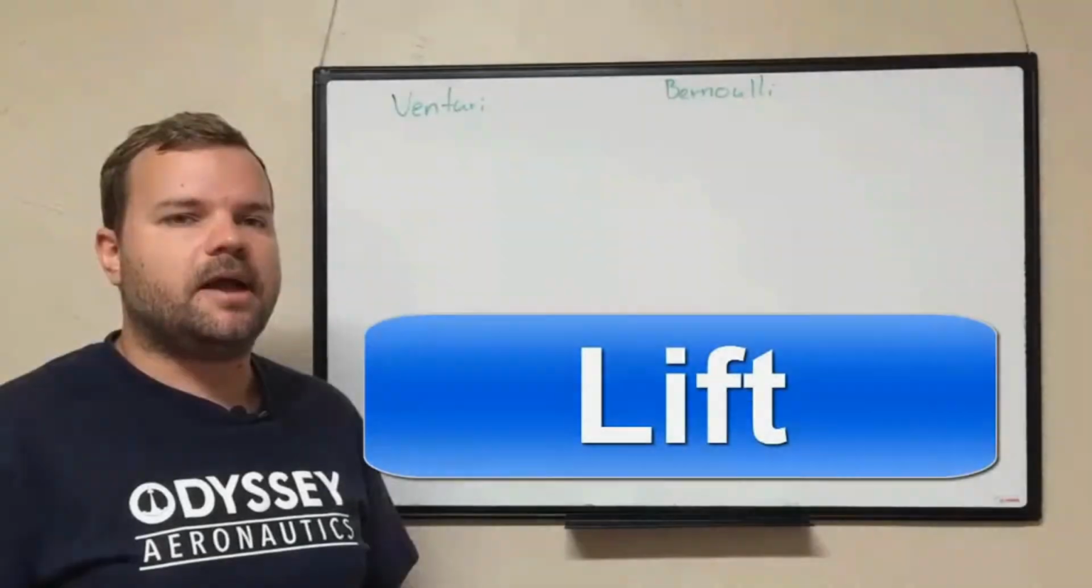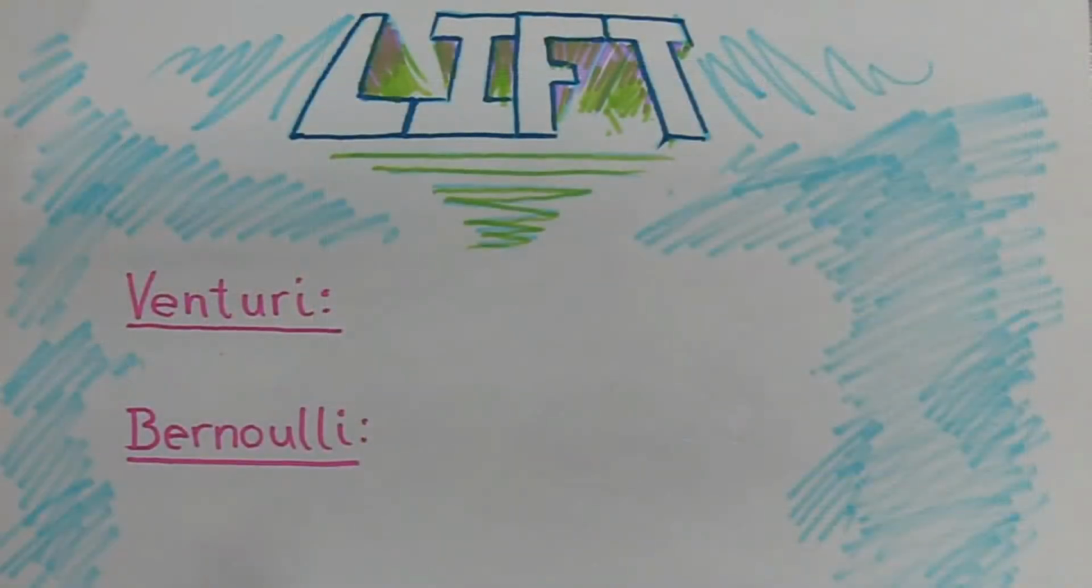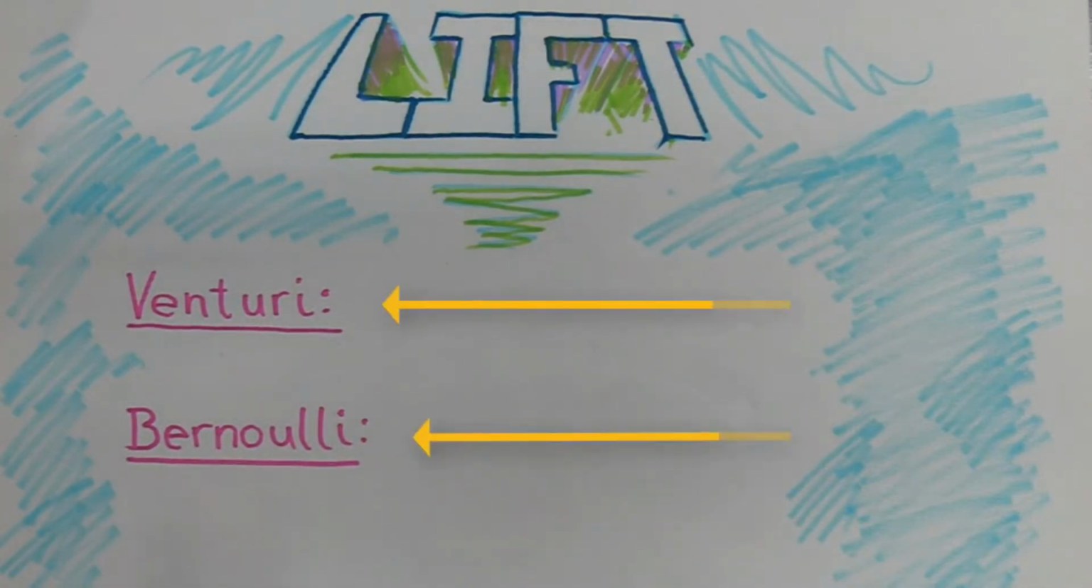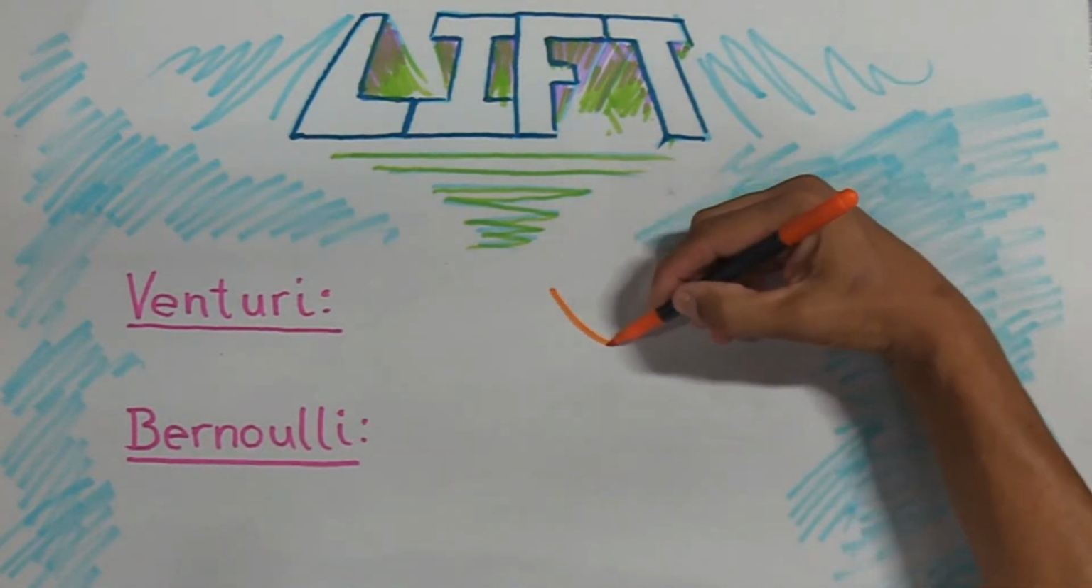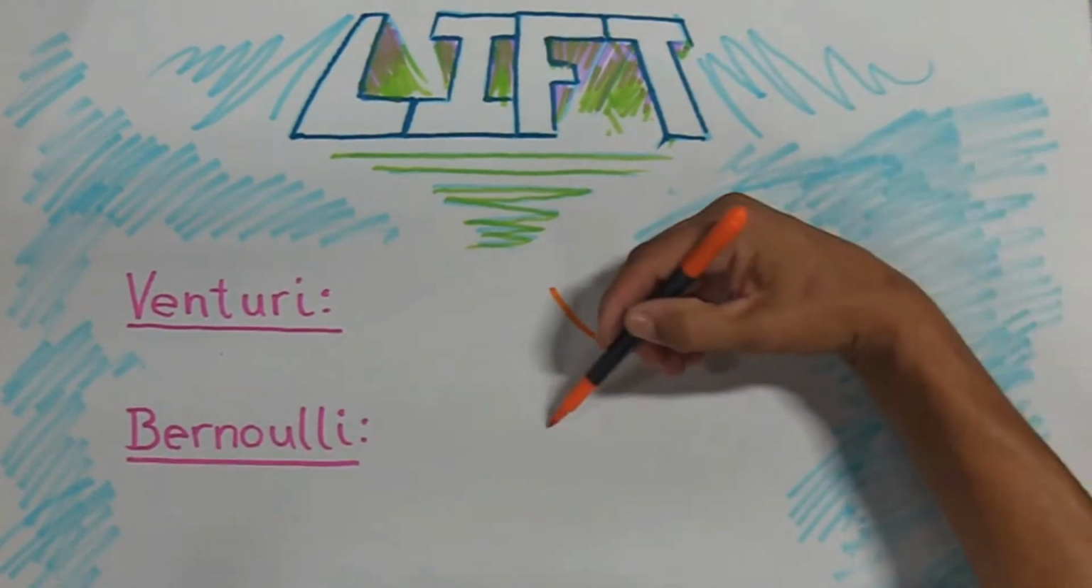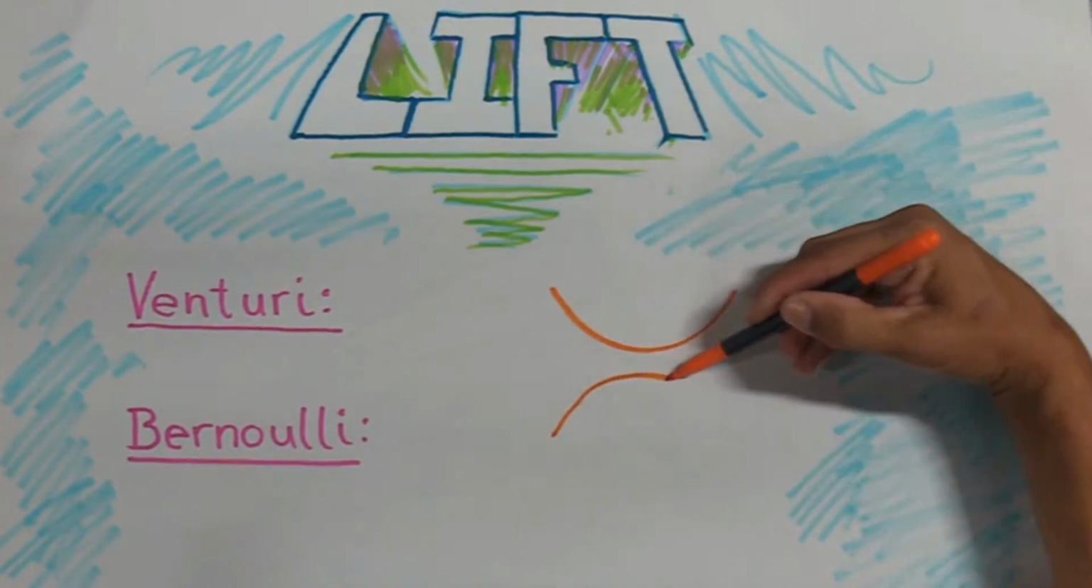So now we're going to talk about how lift is actually produced by an airfoil. Now we have two things, the Venturi and the Bernoulli. A common misconception, people lump these two things together. They're actually two different things, but they do work together. So Venturi states that as air goes through a constricted area, its velocity increases.